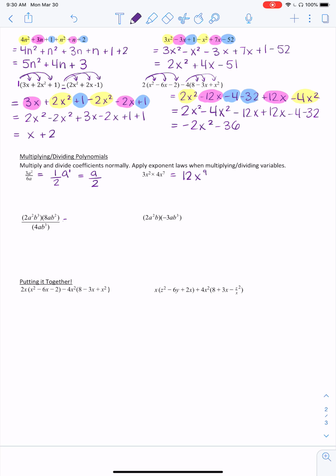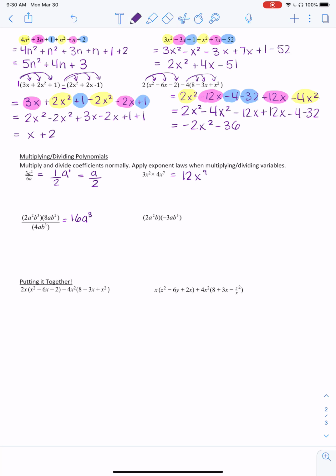Our next one down here, we're going to simplify our numerator and then our denominator. So our first step, we look at our coefficients, so 2 and 8, and we multiply those first. So 2 times 8 is going to be 16. And now I'm going to multiply my variables. So I have the same base with my a's, and I'm multiplying, so I'm going to add my exponents. So 2 plus 1 is 3.